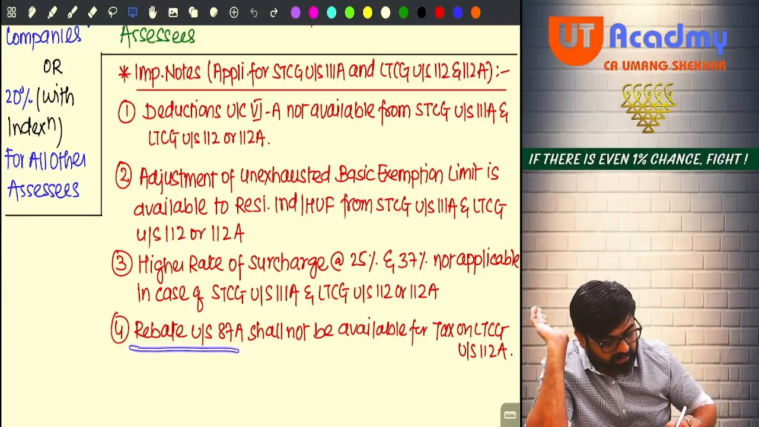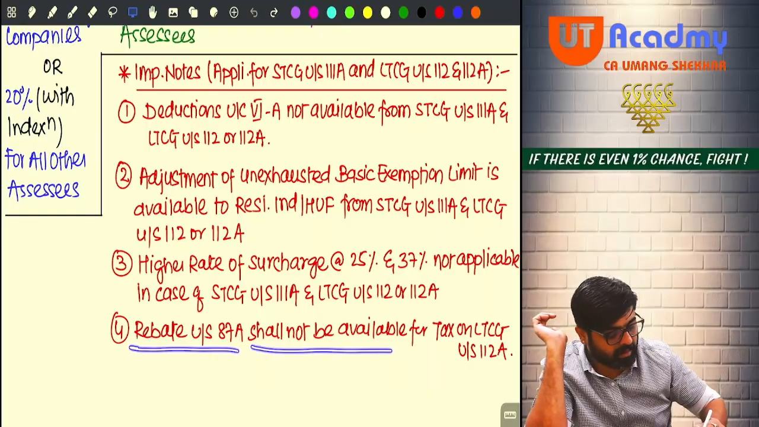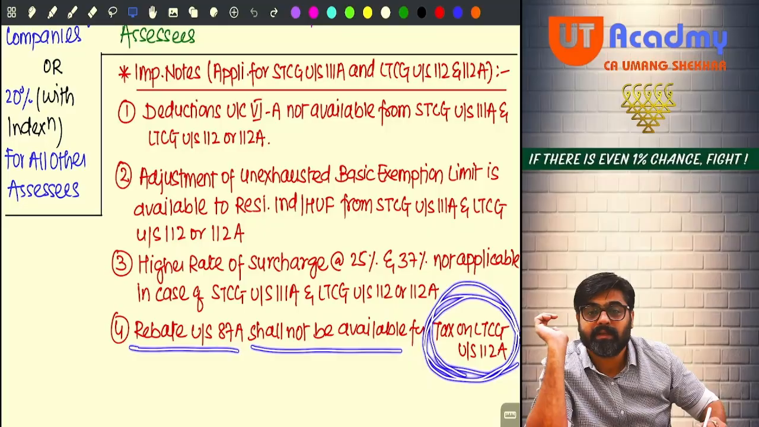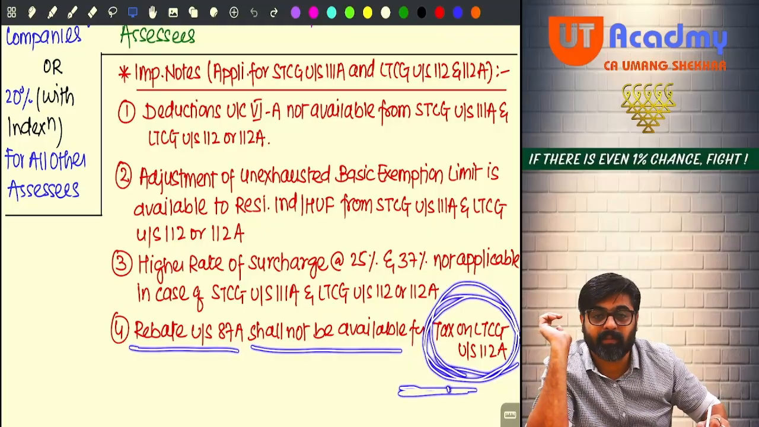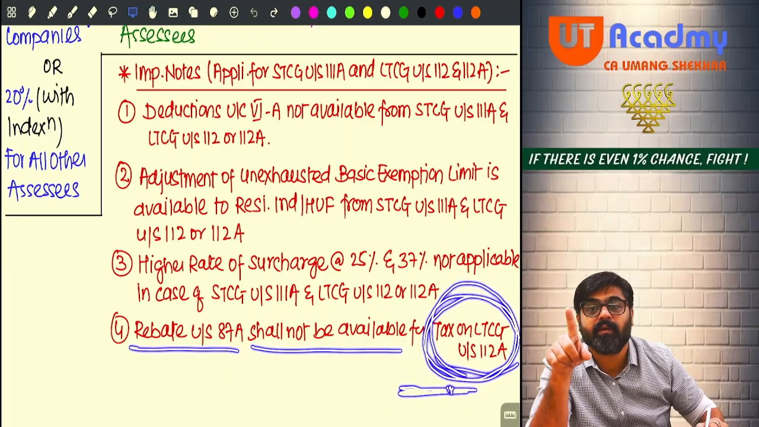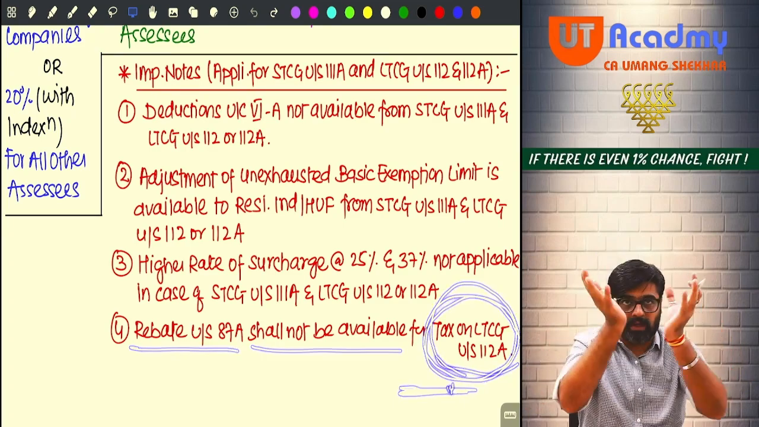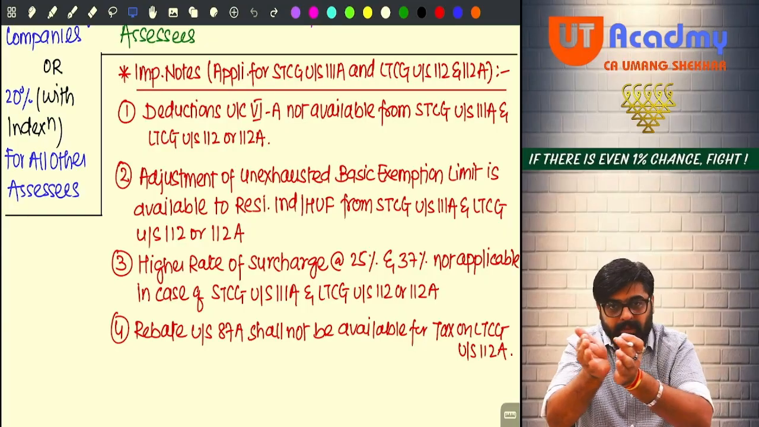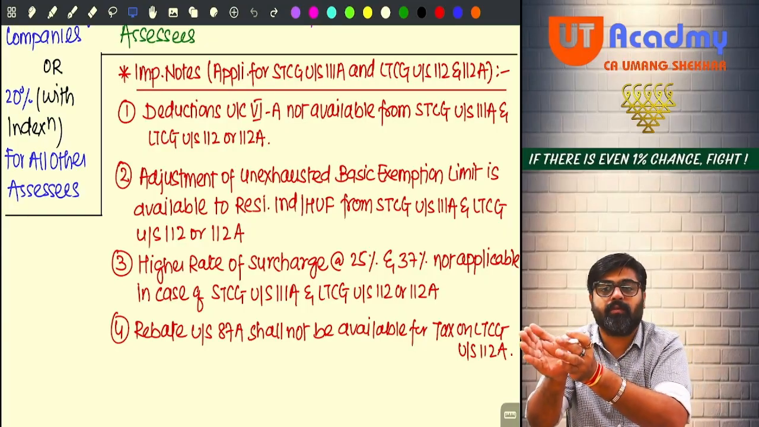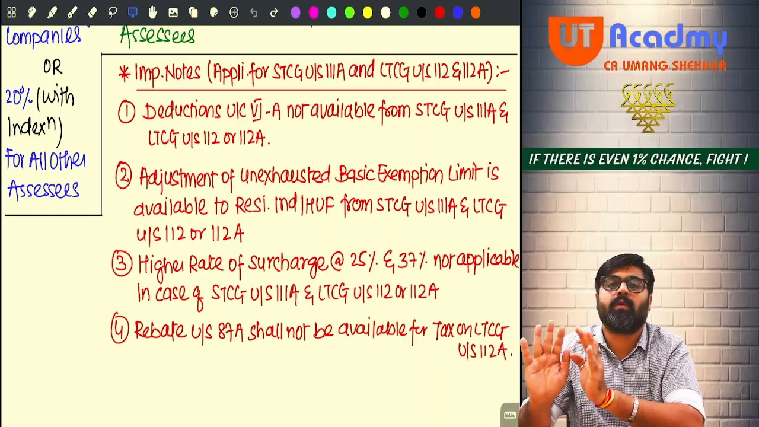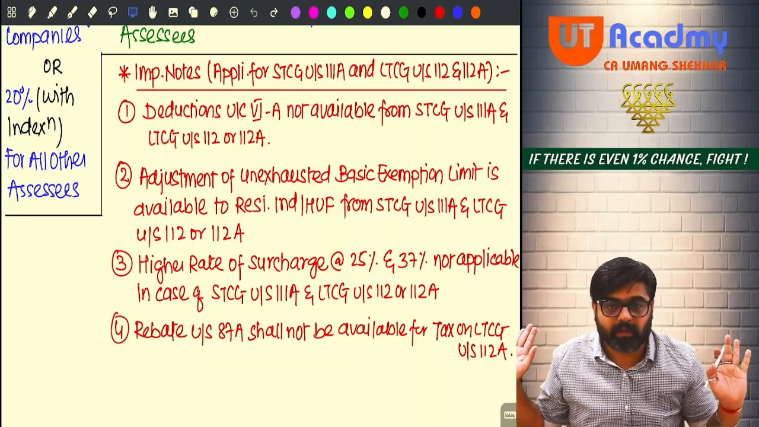Higher rebate under section 87A shall not be available from tax on LTCG 112A. This tax cannot be claimed as rebate. All the other taxes can be claimed as rebate subject to a maximum of 12,500 or 25,000 as the case may be. Yes or no? So out of your total tax liability, separate this tax on LTCG 112A, separate this. We are not going to give you rebate.